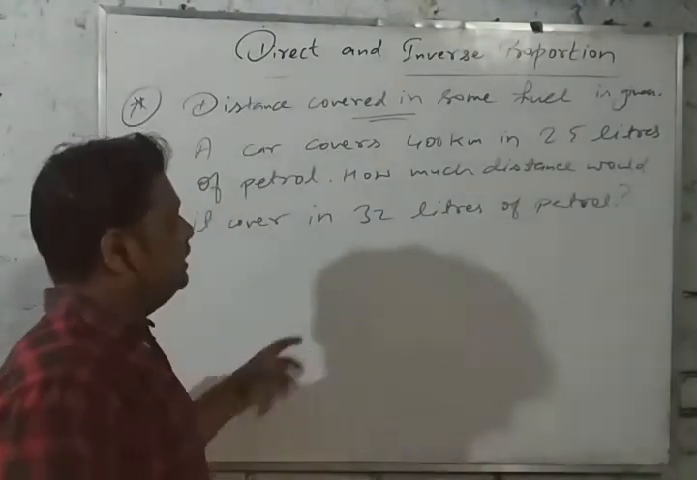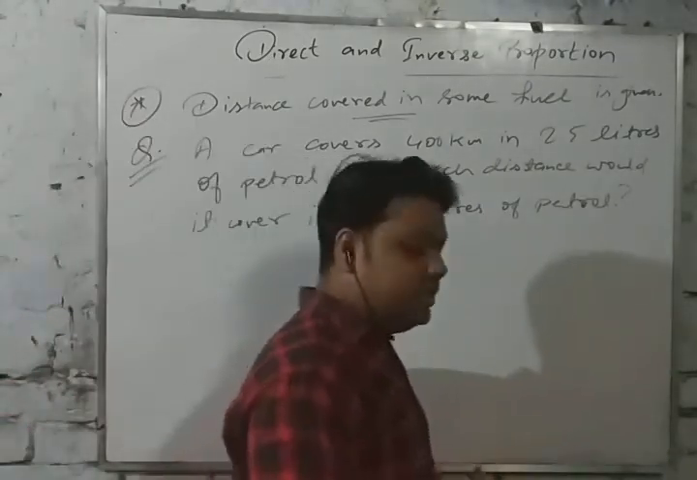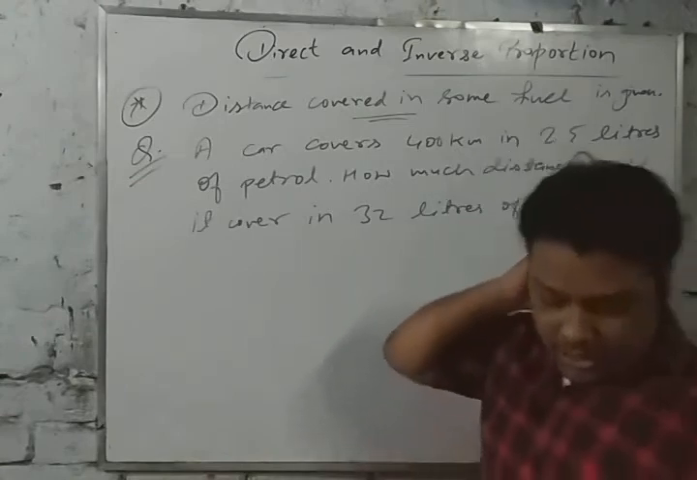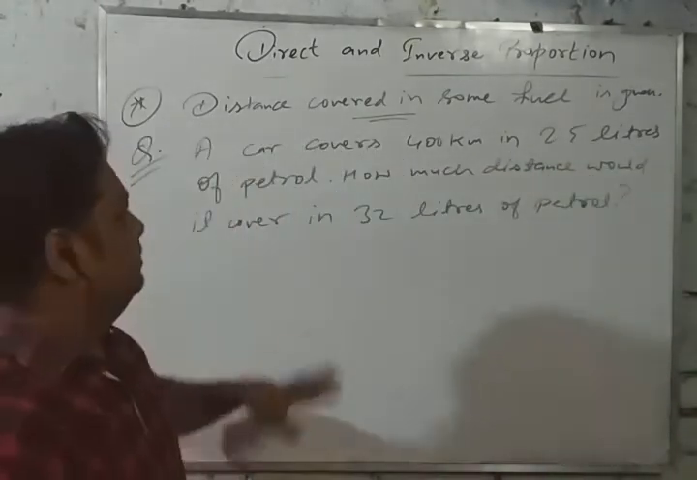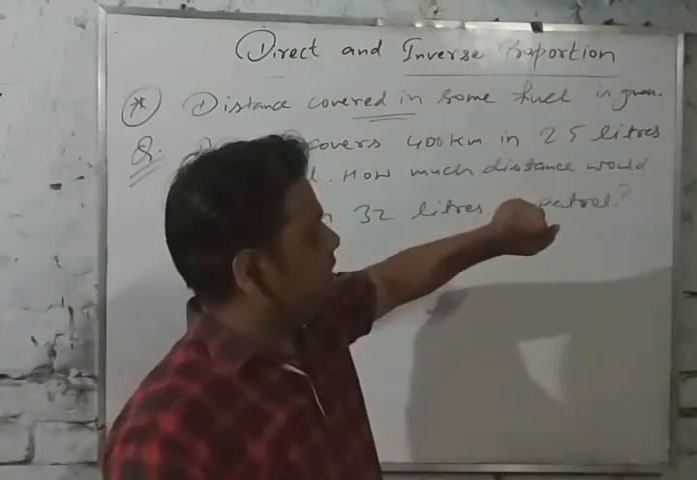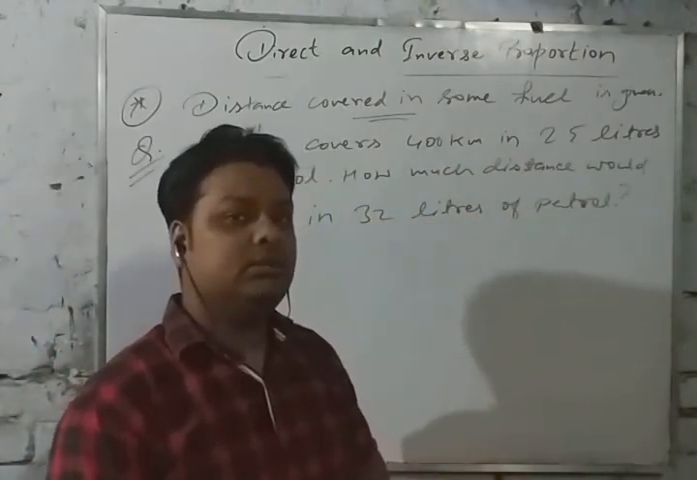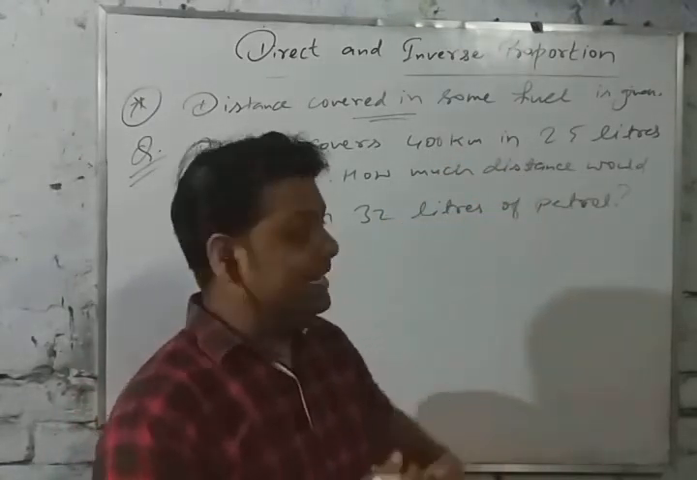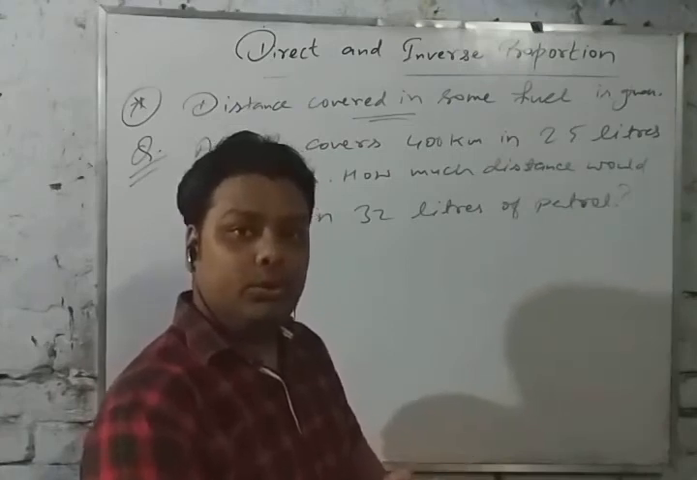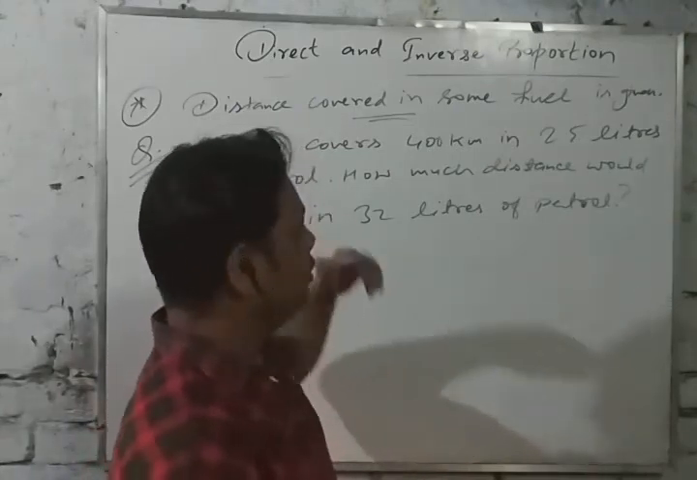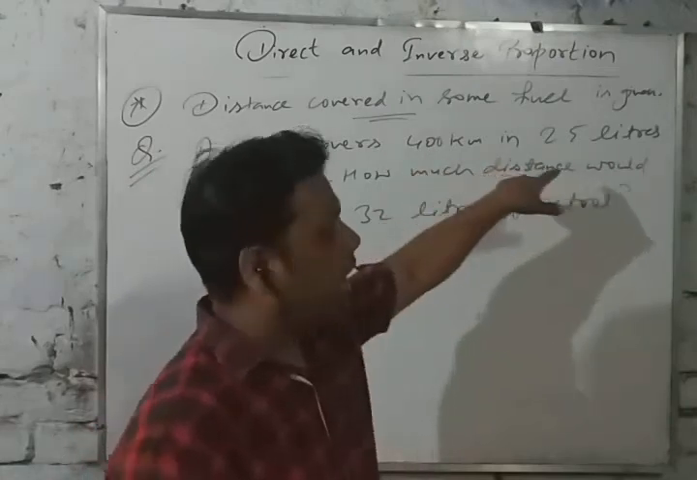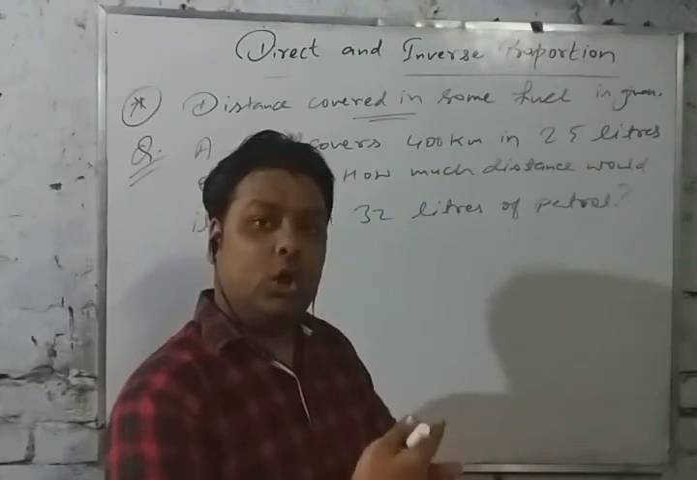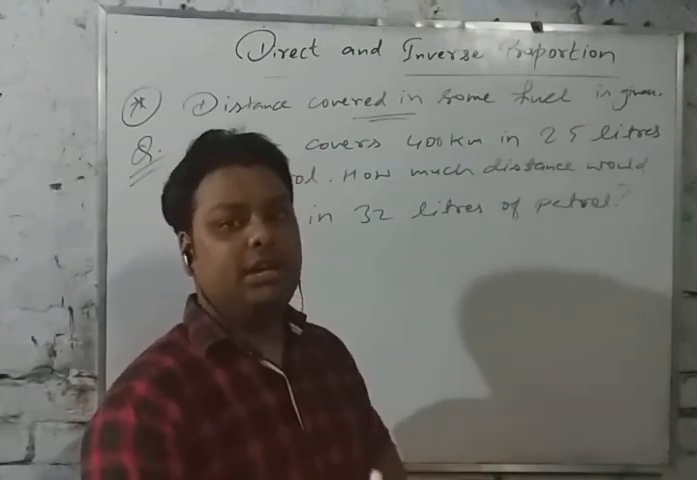How can we say which? Because here nothing is written about whether it is based on direct proportion or inverse proportion. But you can see that if the distance increases, then does the fuel increase or decrease? If the distance increases, it needs more petrol, so the quantity of petrol will also increase. Both are increasing. If the first increases, the second also increases, and if both increase, it is a direct variation.